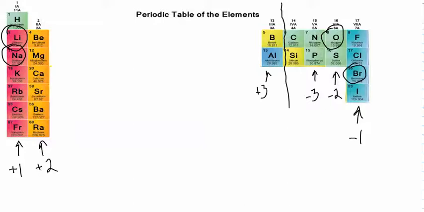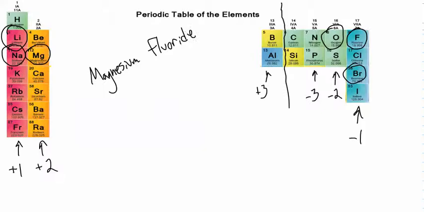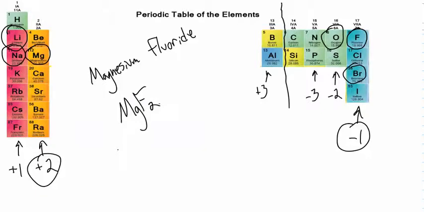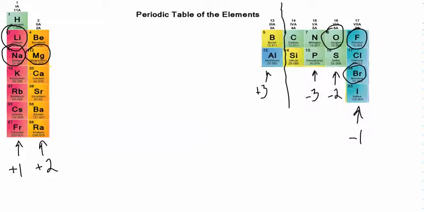All right, who's next? Let's take magnesium and fluorine. So it's going to be magnesium fluoride. And the formula, we're hooking up a +2 with atoms that only want to gain 1. That means we're going to have 2 of these F atoms to make 1 magnesium happy. So it's going to be MgF2. So the name is magnesium fluoride. The formula is MgF2.